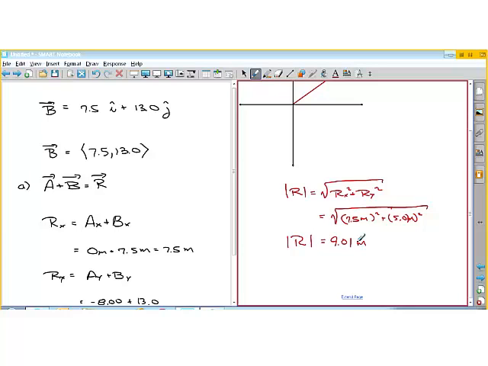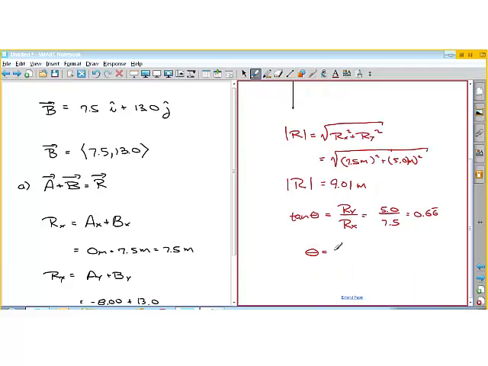And for the angle, we know that the tangent of the angle theta here, which is measured from the positive x-axis, is going to be equal to R sub y over R sub x. R sub y is 5, R sub x is 7.5. So that's 5 divided by 7.5, that's 2/3, so it's 0.66. So theta is the inverse tangent of 0.66.